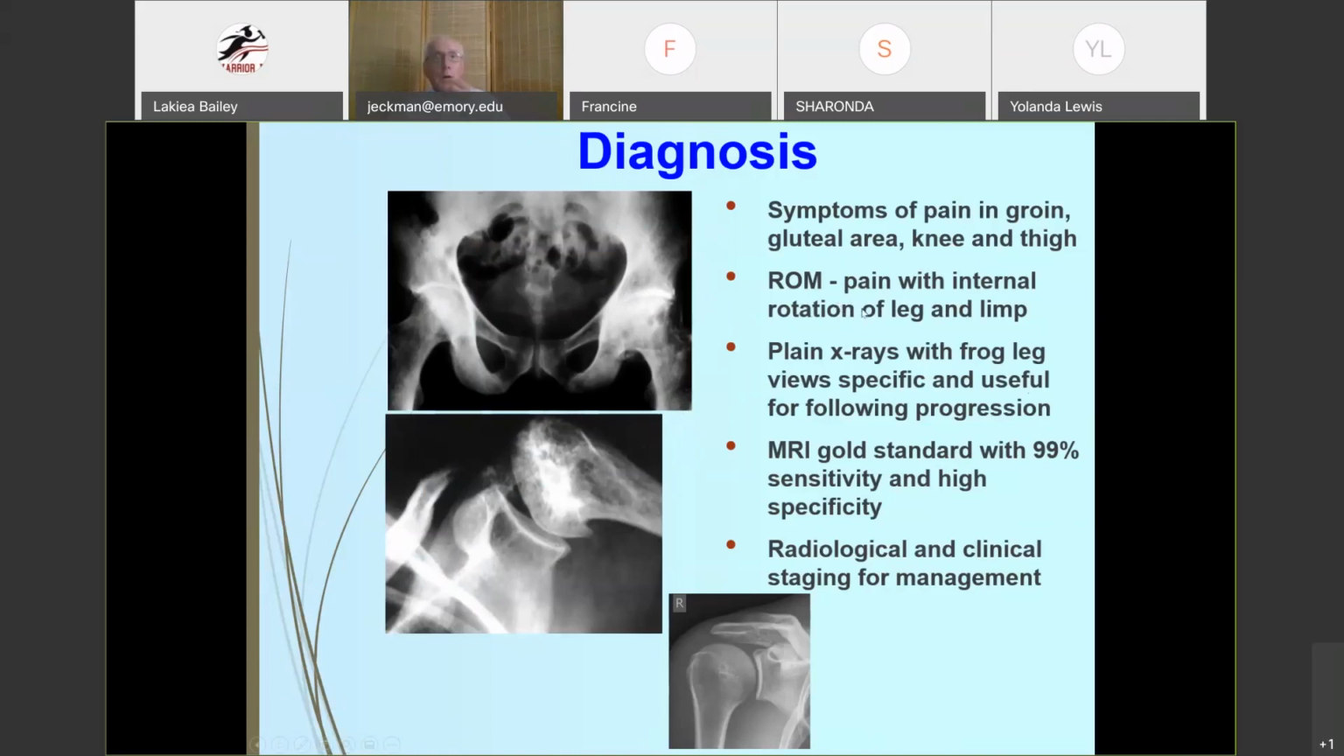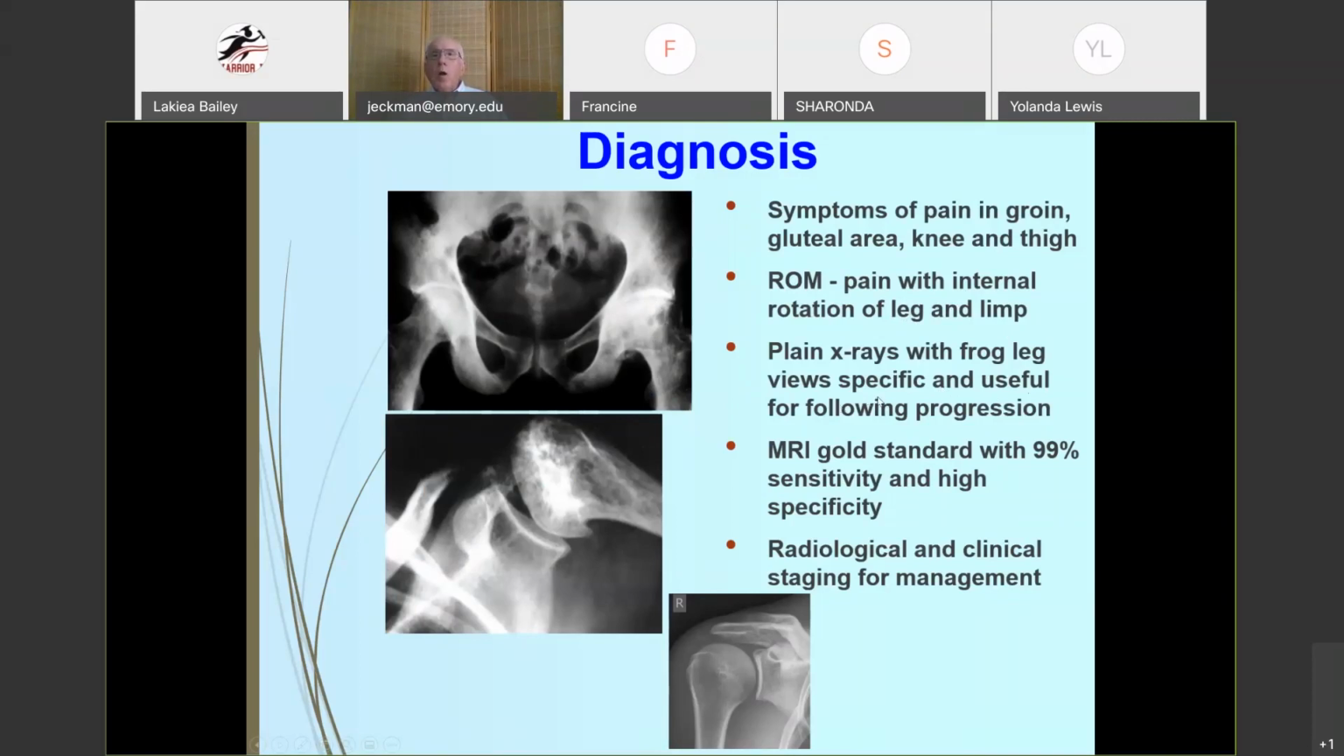Usually when the doctor does an examination, it's very easy to show that if you just gently rotate the hip joint with somebody laying down, it'll cause pain, and that's very diagnostic. Individuals with AVN also commonly limp. Plain X-rays are almost always useful to make the diagnosis. If they're abnormal, like this one is, that's all you have to do.